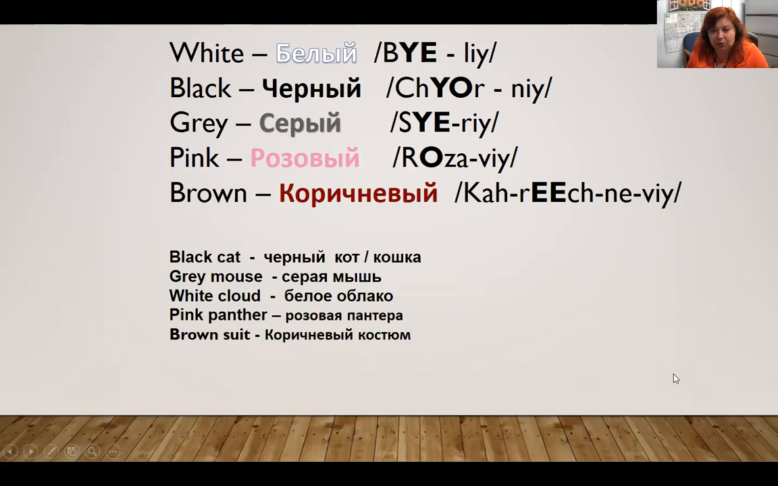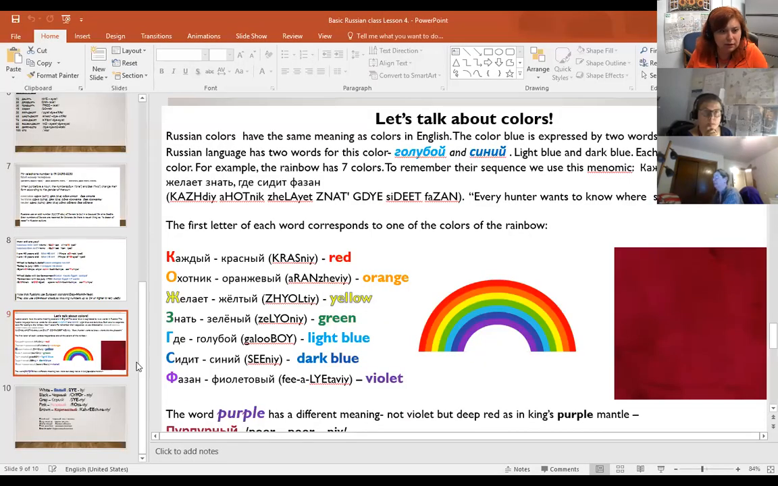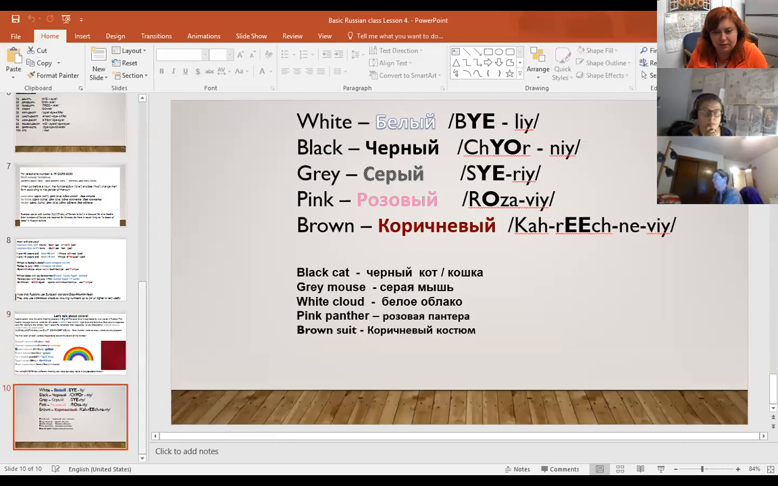Коричневый костюм. Brown costume. Okay, I think we got to the end of the slide. I think I stopped sharing. No, I'm still sharing. Коричневый костюм, brown costume.